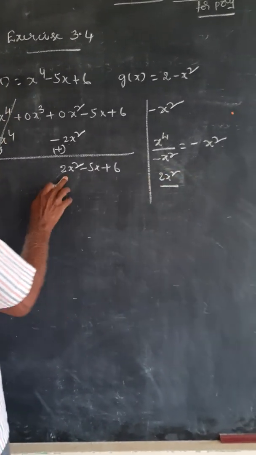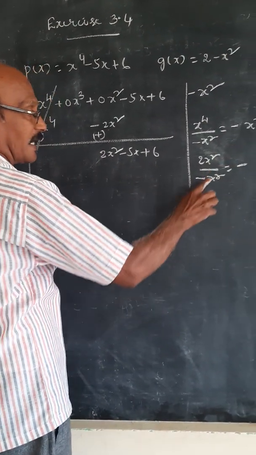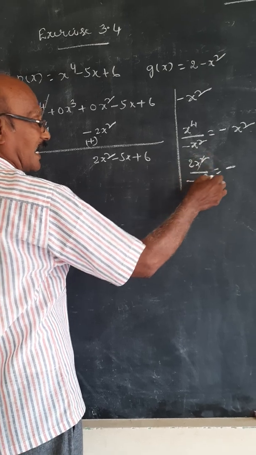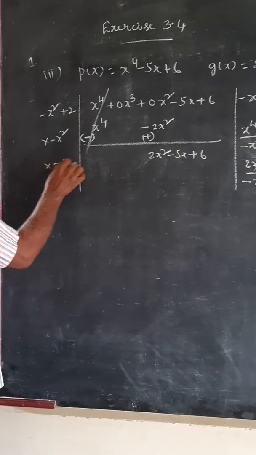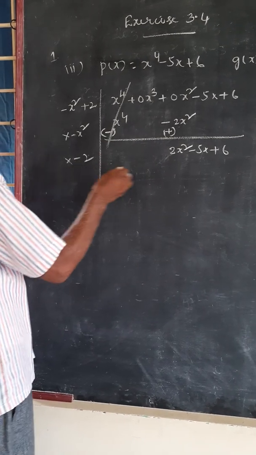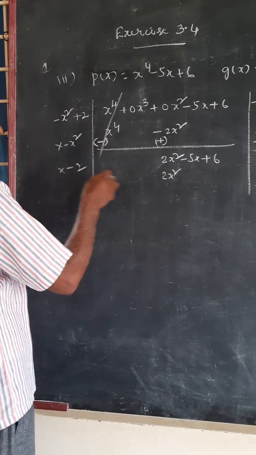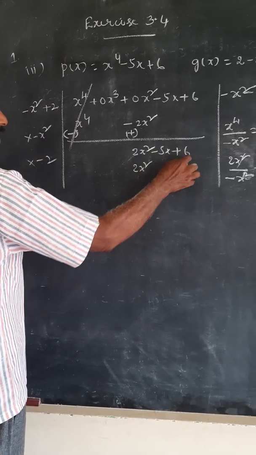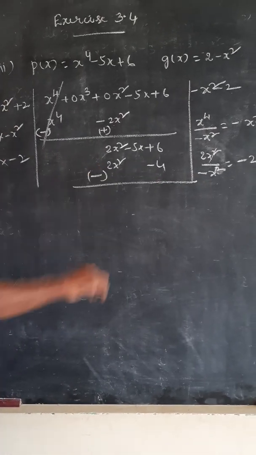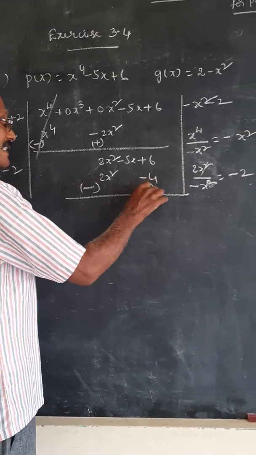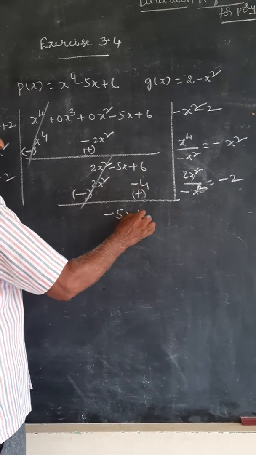2x square first term. Divide it with minus x square. The x square term cancels, so put minus 2. Multiply with the minus 2: minus of minus plus 2x square. Minus of minus into plus, minus 2 twos are 4. Here write under the like term. Draw a line. Go to subtraction, minus and plus. So these two are cancelled. Minus 5x, 6 plus 4 is 10.